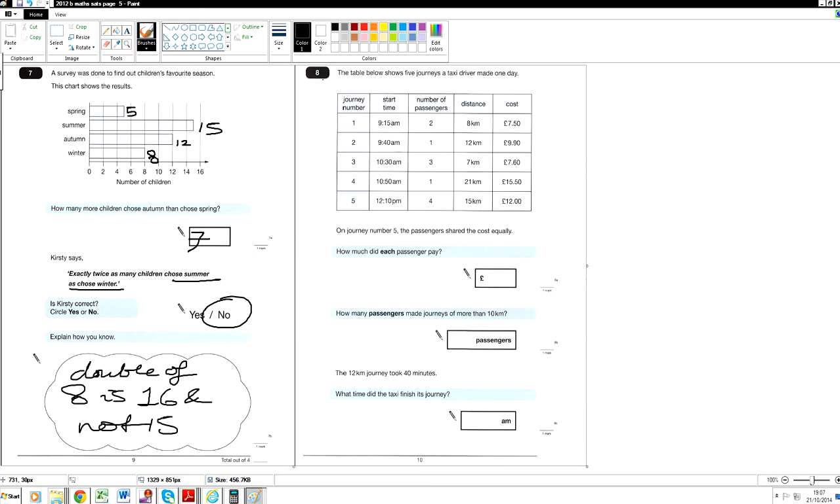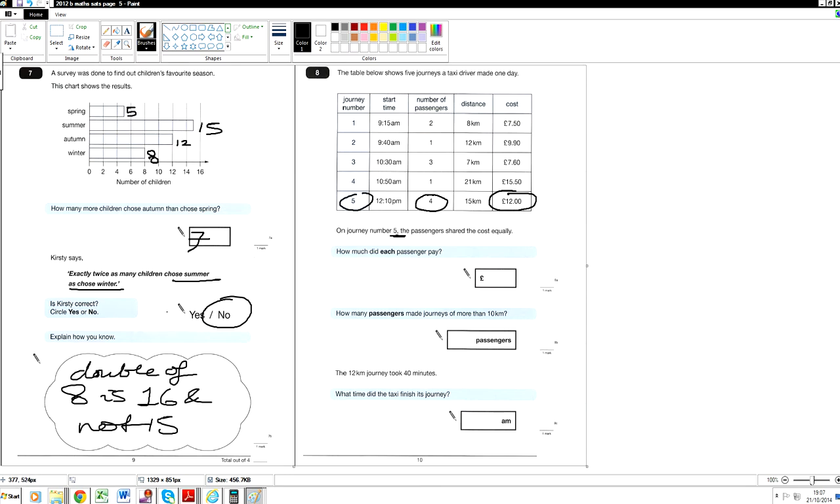Okay. For question number 8. The table below shows 5 journeys a taxi driver made one day. On journey number 5, the passengers shared the cost equally. Journey number 5. How many passengers are there? 4 passengers on journey number 5. What was the cost? £12.